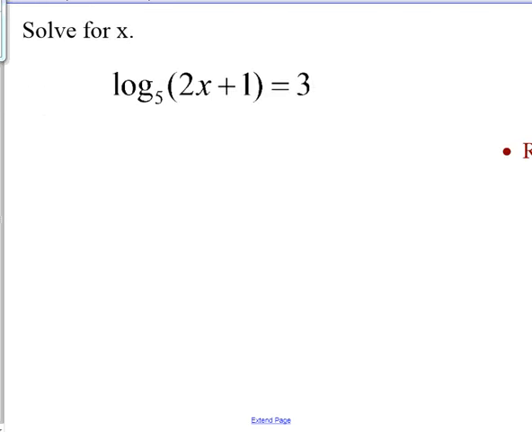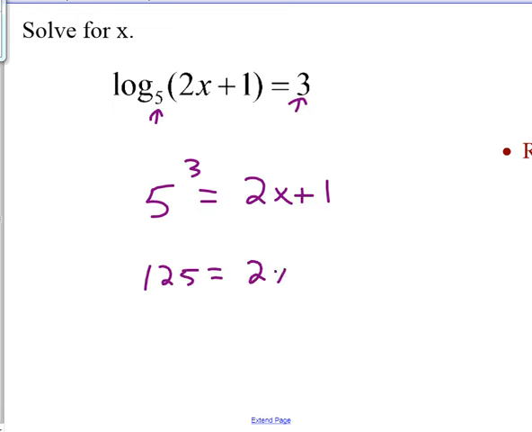So right now, this is a log equation, and to solve it, we want to go exponential because you undo logs by going exponential. Exponentials and logarithms are inverse operations. So as I do this, this is my base, this is my power, and that equals that thing that we call the argument, but in this case 2x plus 1. Now if I just use my knowledge of powers, 5 cubed is 125, and that's going to equal 2x plus 1.